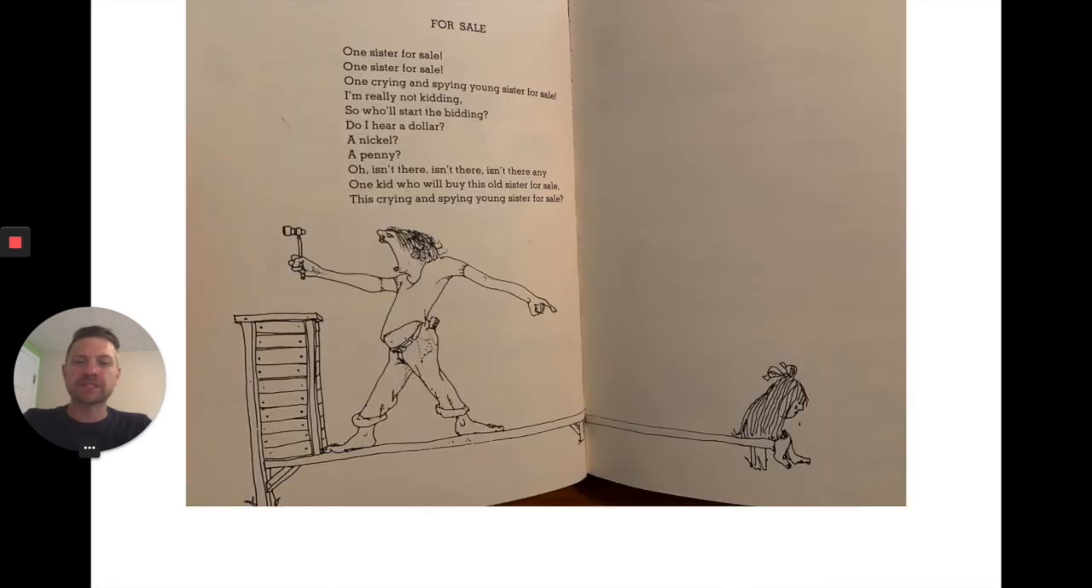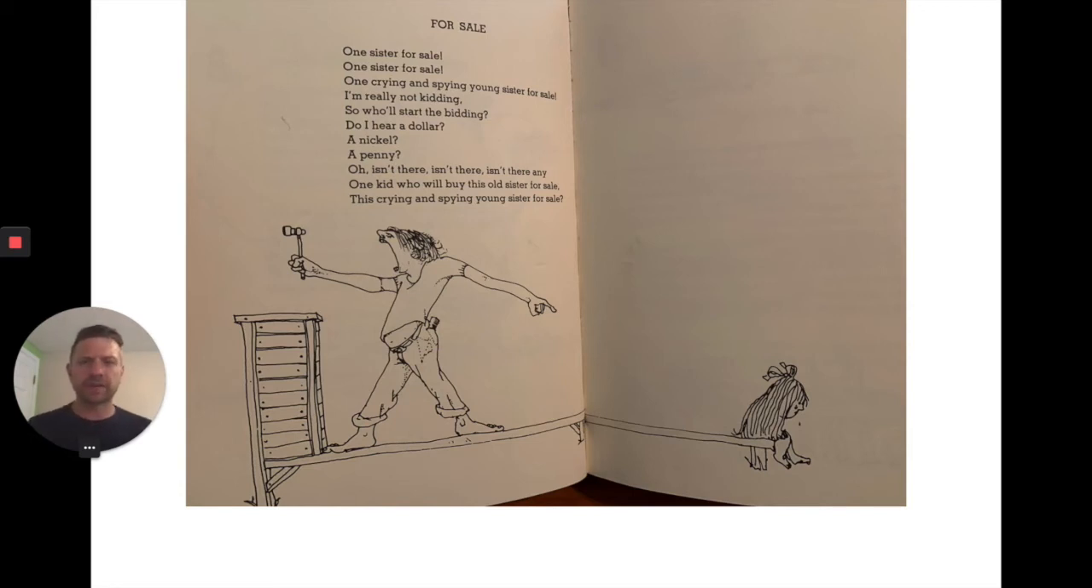It's called For Sale. One sister for sale, one sister for sale, one crying and spying young sister for sale. I'm really not kidding, so who'll start the bidding? Do I hear $1, a nickel, a penny? Oh, isn't there any one kid who will buy this old sister for sale, this crying and spying young sister for sale?